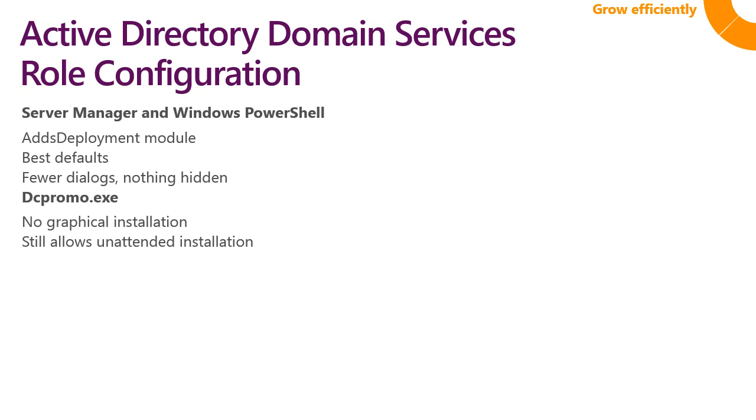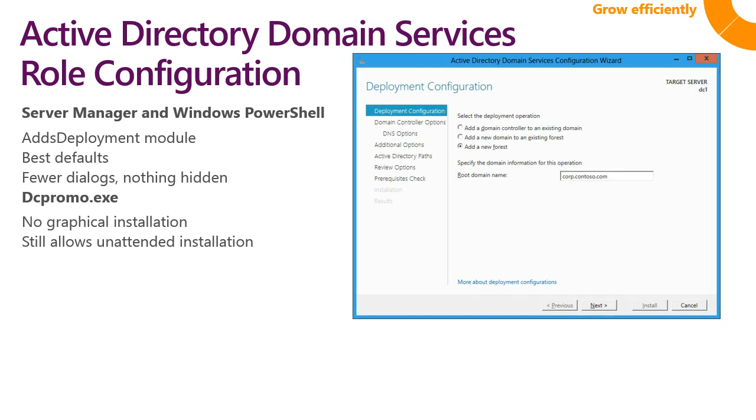So let's start taking a closer look. When we take a look at the role configuration, what can we do? Through the Active Directory Domain Services configuration wizard, we can add a domain controller to an existing domain, we can add a new domain to an existing forest, or we could add a new forest. If we were creating from scratch, you can see here that we can do that quite easily.